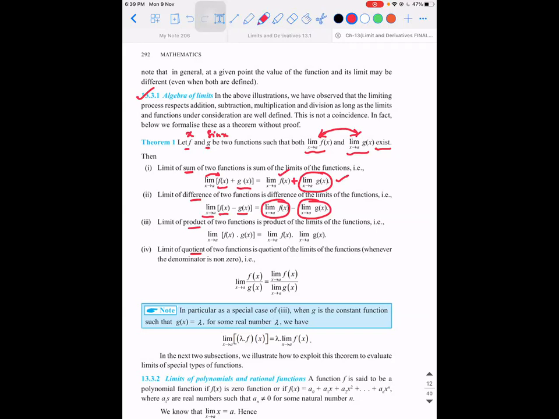Similarly, for product, it's the same thing. You can do the limit of each separately, and then multiply both. The dot means multiplication. For quotient, limit x tends to a of f of x by g of x is the limit of f of x separately divided by the limit of g of x separately, where the limit of g of x is not equal to 0. Try to understand: the limit of g of x can be 0, it is possible, whereas the function g of x alone cannot be 0, because it's a rational function.